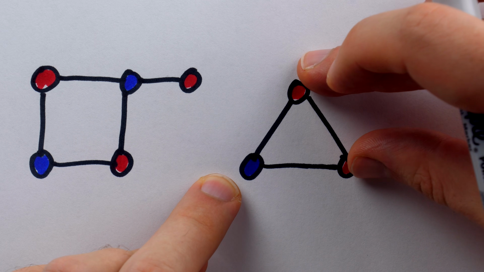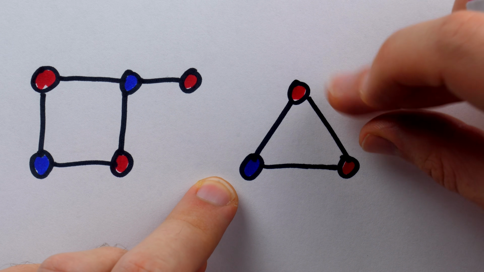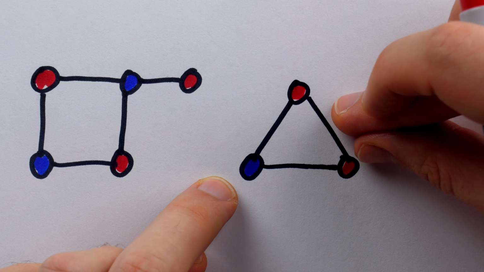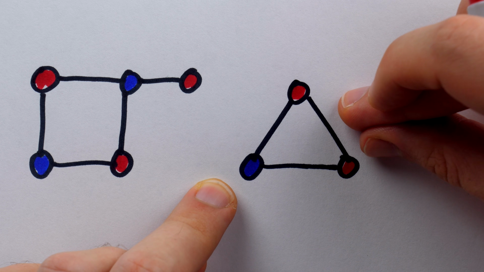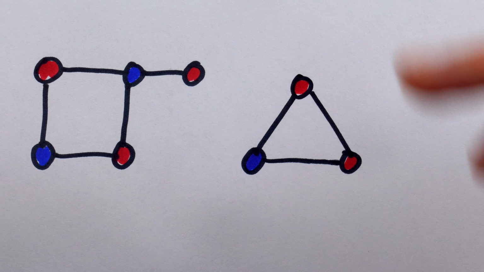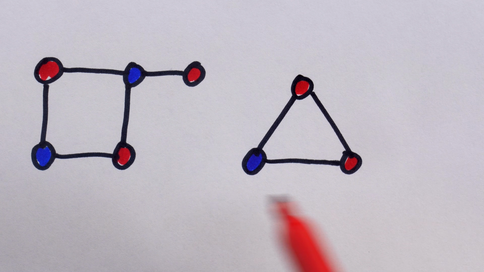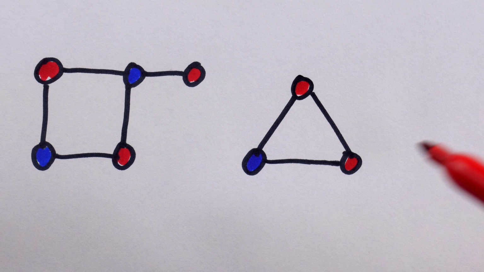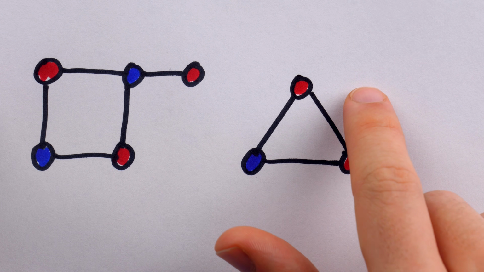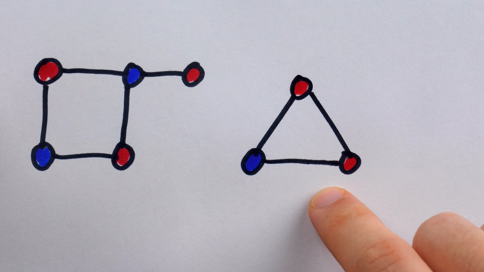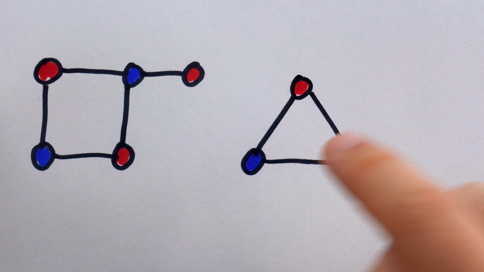But of course, they're adjacent to each other, so we're forced to have these two adjacent vertices that have the same color. We thus see that it's impossible to color the vertices of this graph so that no two vertices of the same color are adjacent. This graph is not bipartite. Again, it's a cycle graph on three vertices.